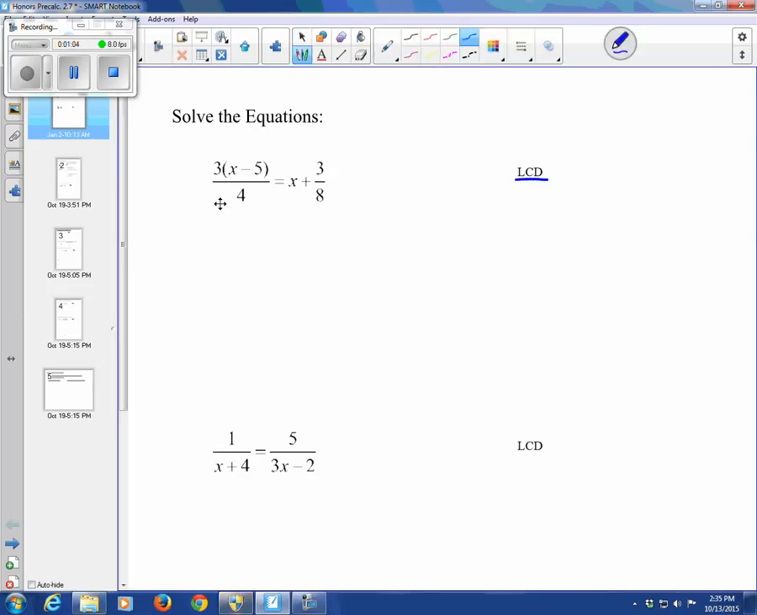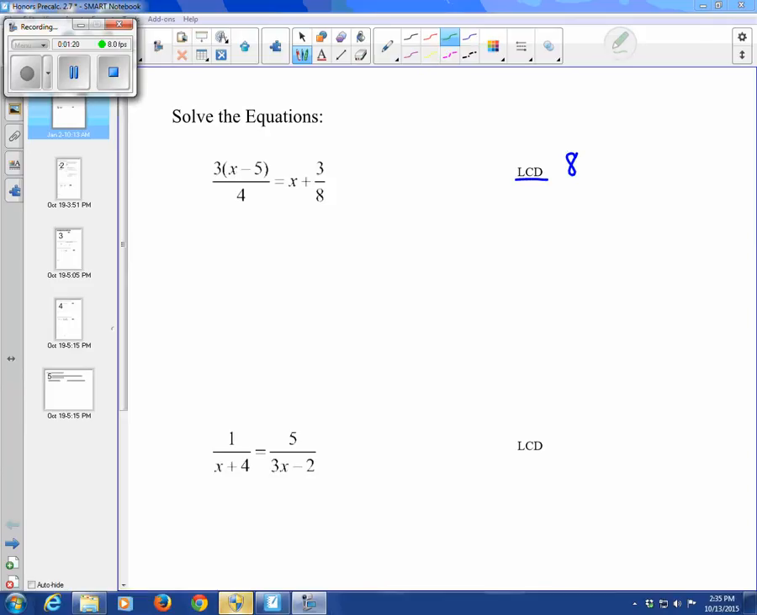So right here we've got denominators of 4 and 8, and we would say that the least common denominator would be 8. Since right here, obviously, 8 is going to be a factor of 8, and 4 is going to be a factor of 8. So 8 is the smallest number that has 8 and 4 as factors.